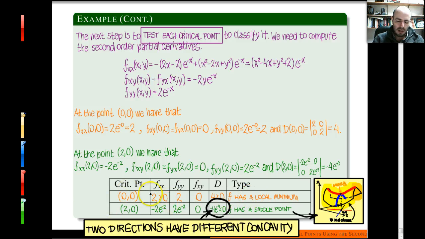So notice that we have two different answers for this. And with this we finish the video tutorial for classifying critical points using the second derivatives test. Thank you.